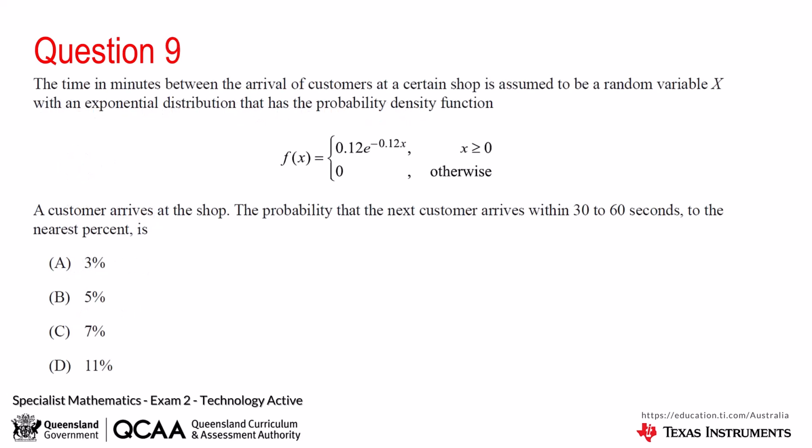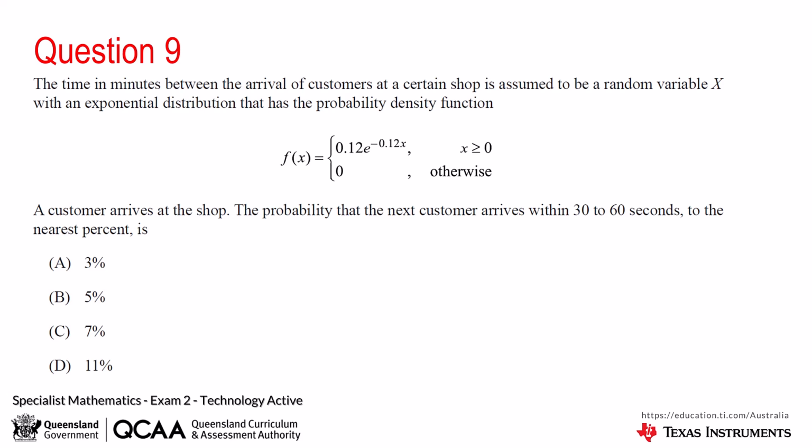In question 9, the time in minutes between arrival of customers at a shop follows that exponential distribution with that probability density function. Notice here that random variable capital X represents time, and time is in minutes. And if we look at what we're asked to find here, it says that a customer arrives at the shop, and then we're asked to find the probability that the next customer arrives within 30 to 60 seconds of that customer. So we've got to use unit conversions here.